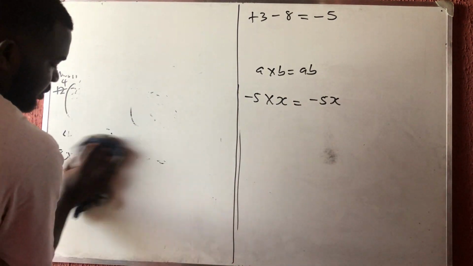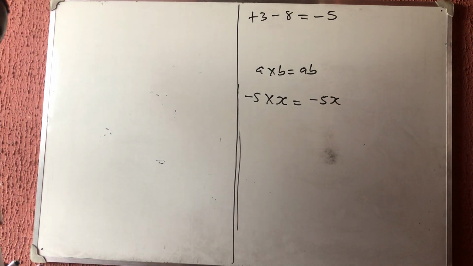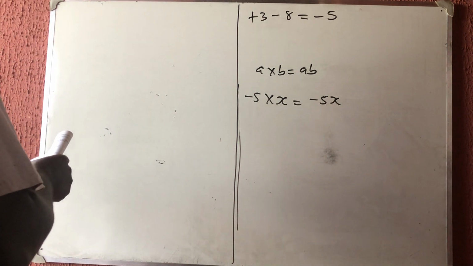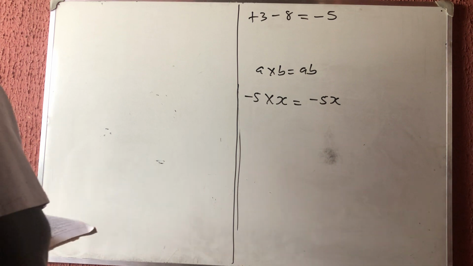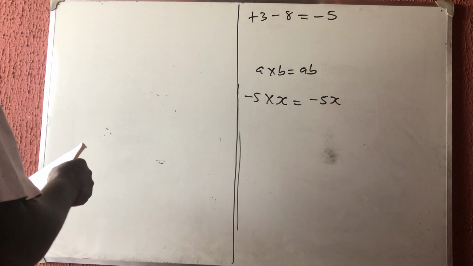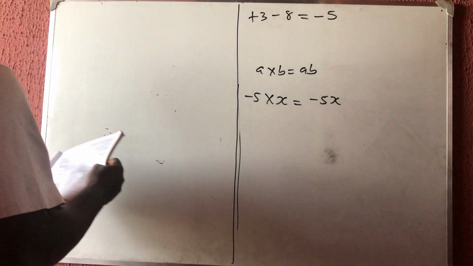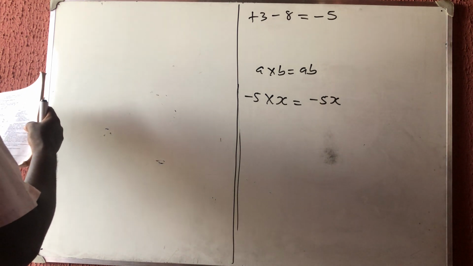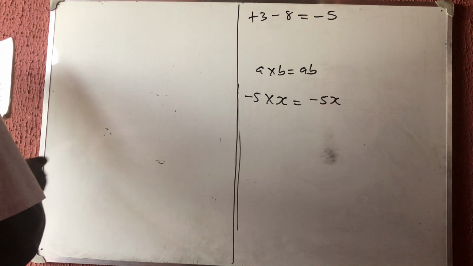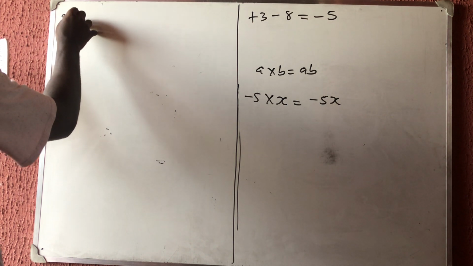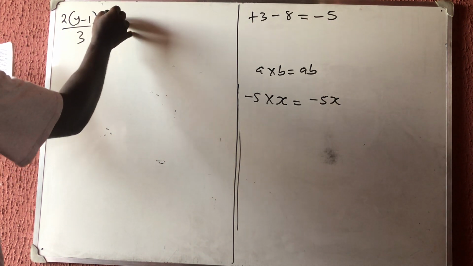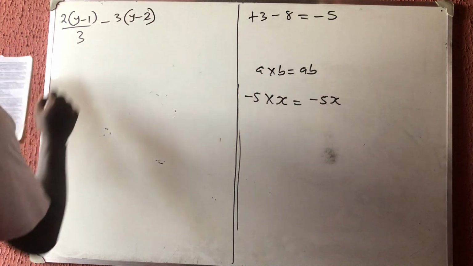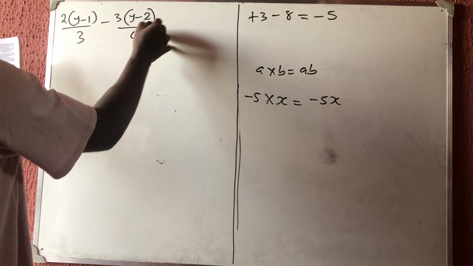So we'll move to the next question. Okay, I think that's the last question here. So in the next video, we'll talk about word problems leading to linear equations. But before that, let me just solve this last question I just saw here, and then we are good to go. So this last question says 2 in bracket of (y minus 1) all over 3 minus 3 in bracket of (y minus 2) all over 4 is equal to 1.